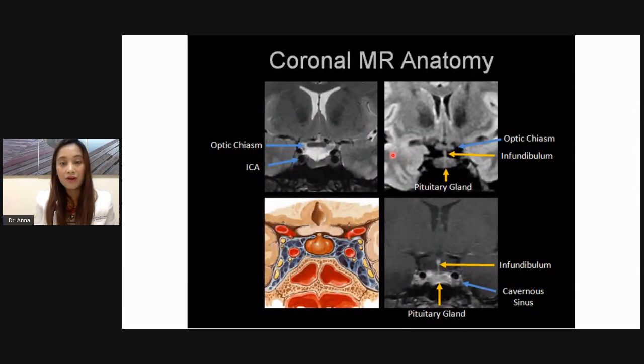If you cut your brain in coronal section, you will see that there is your pituitary, this one, and there is your infundibular stalk, and that's your optic chiasm. So in this area will be your hypothalamus, and you can see the very close relationship of your pituitary gland to your optic chiasm. And other closer structures would be your cavernous sinus and your internal carotid artery.